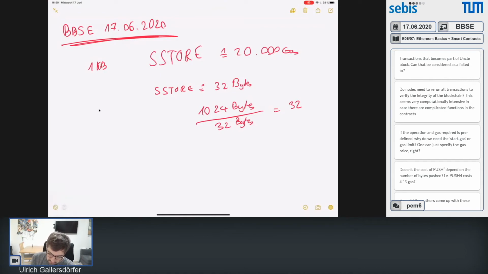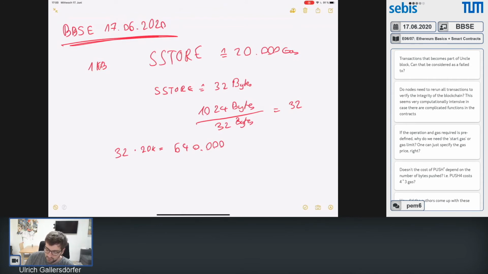So when we now multiply this, 32 times 20k, so this is 640. No, I'm stupid. I'm sorry. I dealt with too many numbers today. Obviously 640,000 gas is required. What was I thinking? So now we have the 640,000 gas.